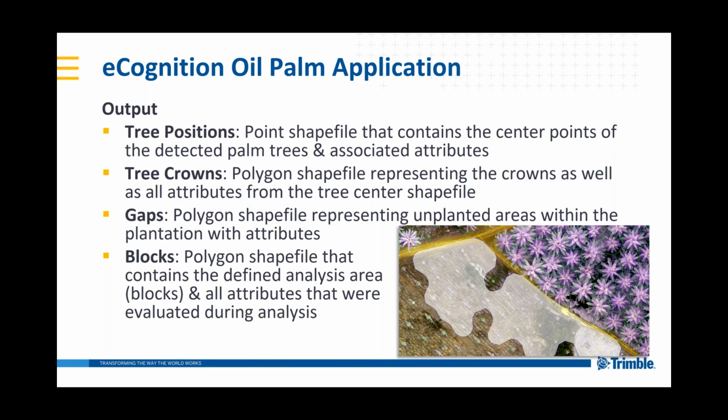Also, the blocks themselves, so these blocks, this is how the plantations are split up into different groups. These are available as a polygon shapefile for export, and they will contain an overview of the different statistics of the attributes that were evaluated above. So we will, of course, have a readout on the number of trees per block, the number of large trees, small trees, trees that are maybe stressed within each block. So it will give you a summary of the different pieces here.